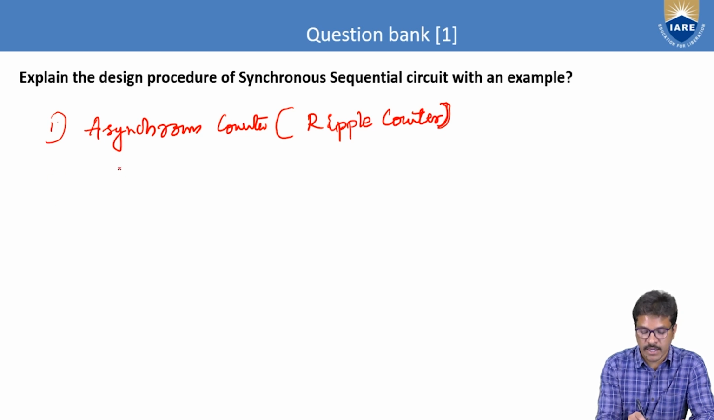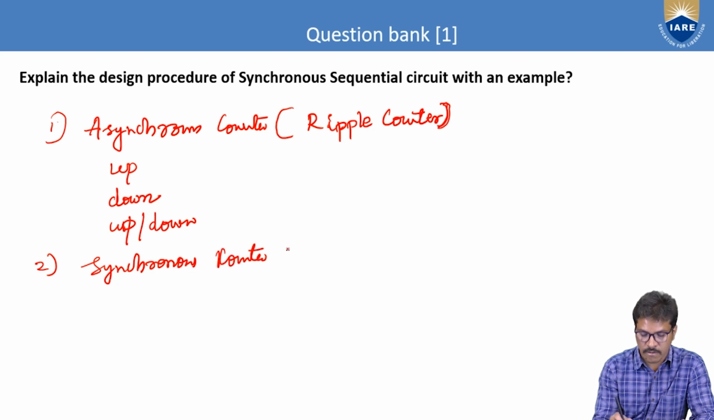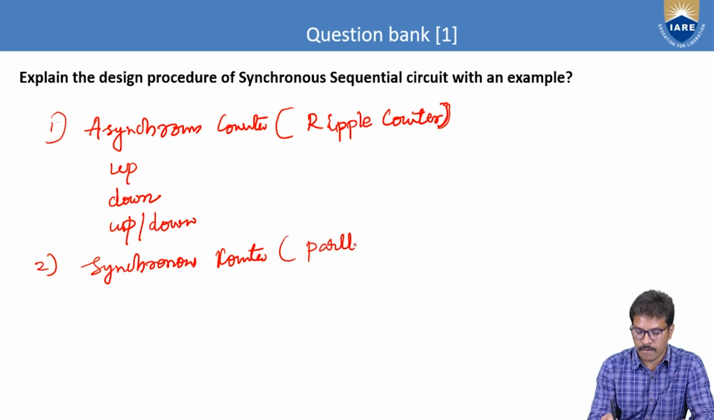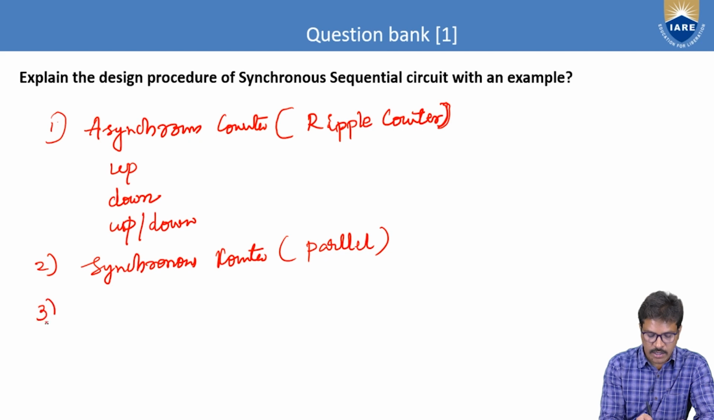And we can create an up counter, a down counter, or an up and down counter using this. Then we have the synchronous counter, also called a parallel counter. It requires only a single clock to drive all the flip-flops. And then shift register counters.